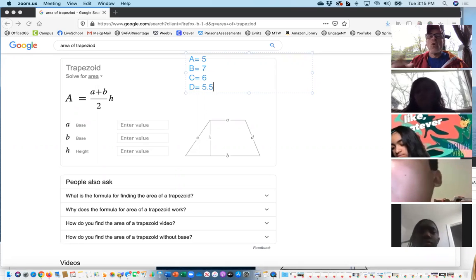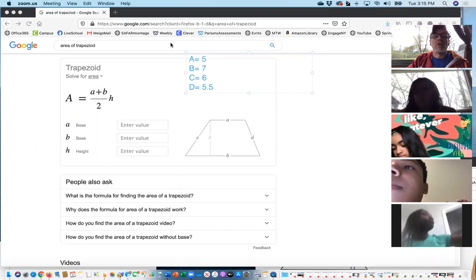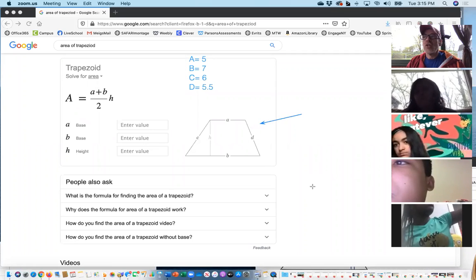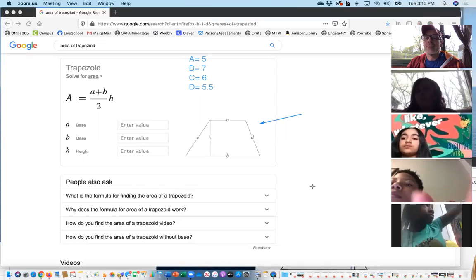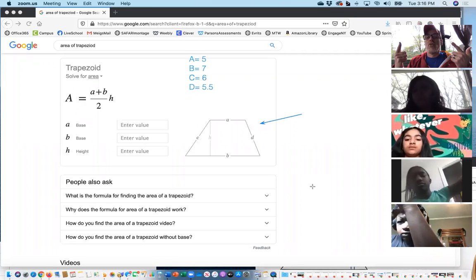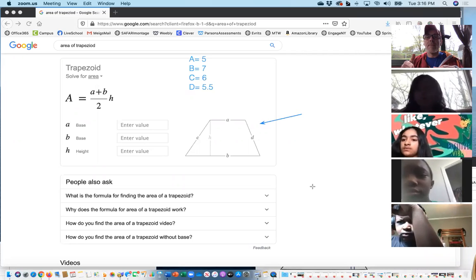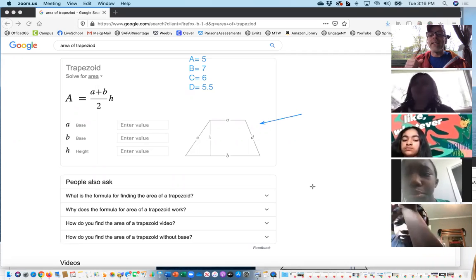Okay, so with that information for this trapezoid that's on the screen, y'all can see my trapezoid, right? For this trapezoid, which of those do I need and which do I not need? Do I need A? Yes. Do I need B? Yes. Do I need C? No. You can either use C or D. Do I need D or C?